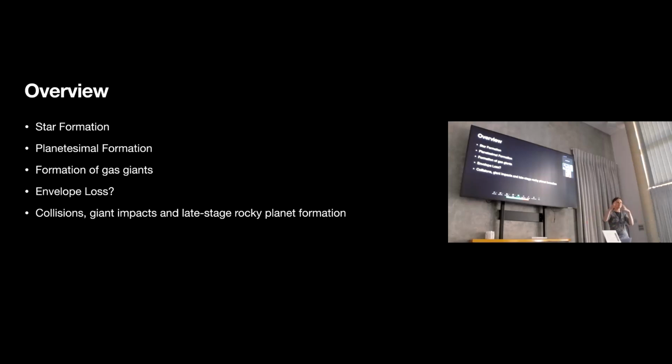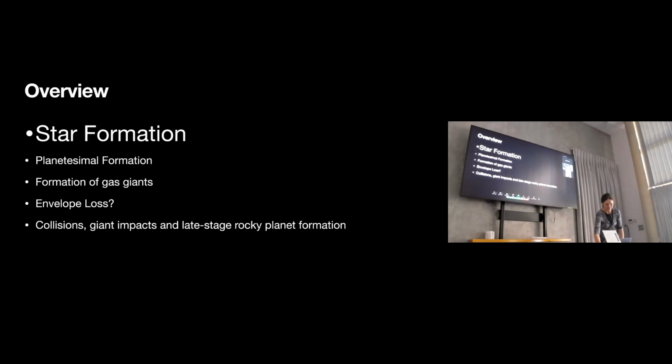And then we're going to talk about how we can form gas giants, because that's a necessary precursor to rocky planet formation. And talk about the potential controversy around the loss of envelopes in gas giants potentially leading to super-Earths, and how that relates to late-stage rocky planet formation, as we think of it more traditionally in the solar system, as a collisional process with giant impacts that led to the Moon, say, and then formed planets like Earth after the gas disk is gone.